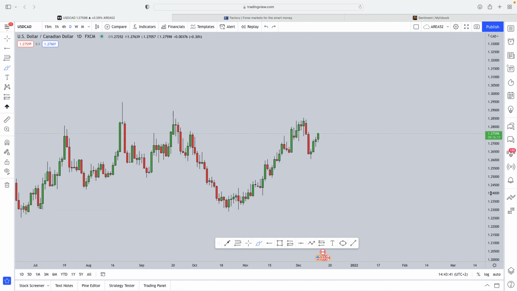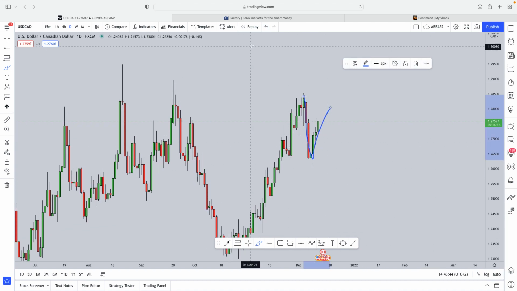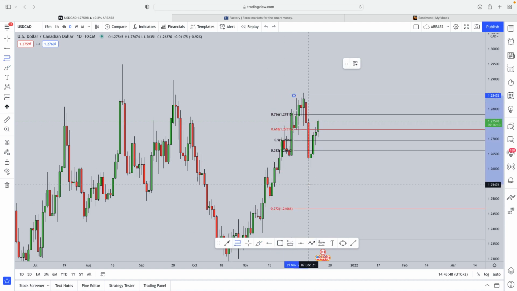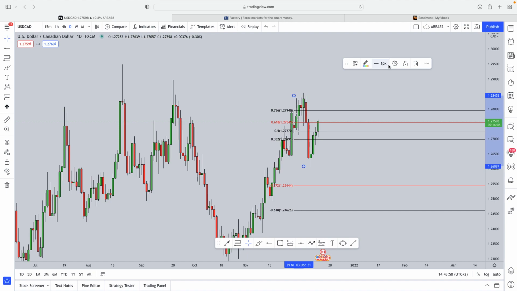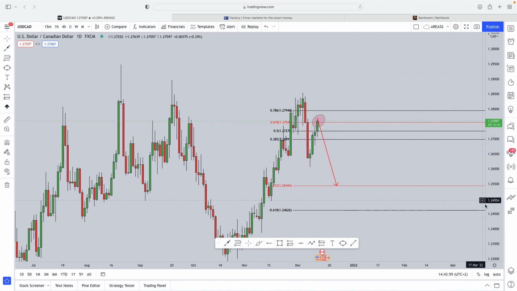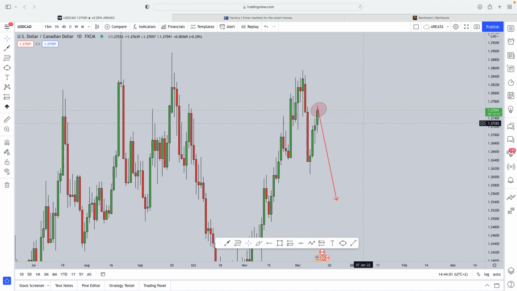And also after such a nice impulse, you expect a correction, and the way you measure that correction is by taking a Fibonacci from the high to the low. You can see how the market is currently testing the 61.8, aka the golden ratio, which serves as a further confluence for us to be looking for selling opportunities here in the market.